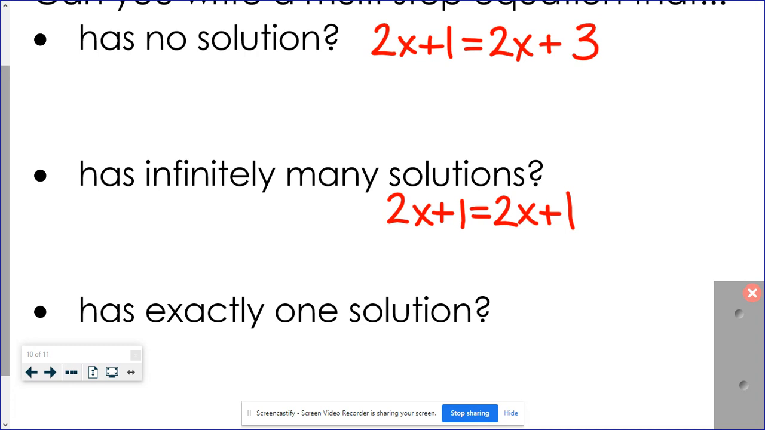For my last one, if I just want to have one solution, just make sure your variables don't match. Or even easier, just put variables on one side. So if you would have something like 2x plus 1, notice I kept with that 2x plus 1 in all three of these problems, how about just equals 5? I'm not even asking you to solve them, but I want you to understand where these are coming from. No solution, the variables match, but the other stuff doesn't. Infinitely many, the variables match, and the other stuff matches too. So it's exactly the same on both sides. Exactly one solution, the variables don't go away.